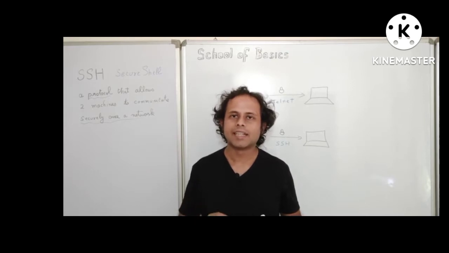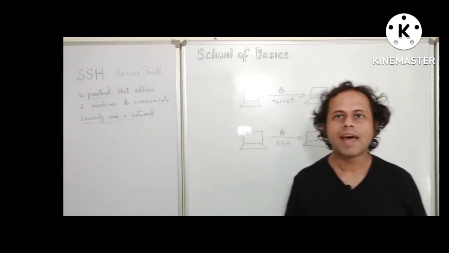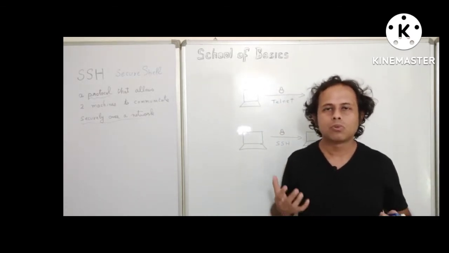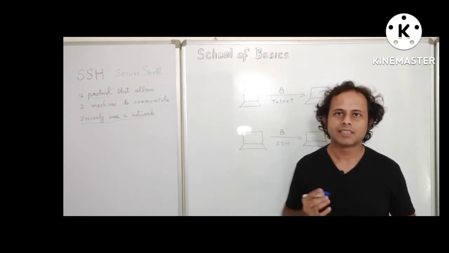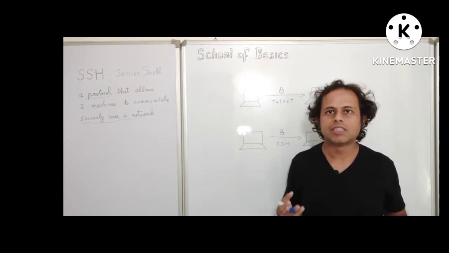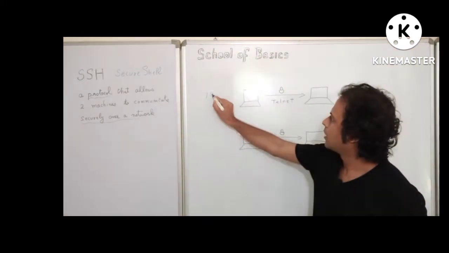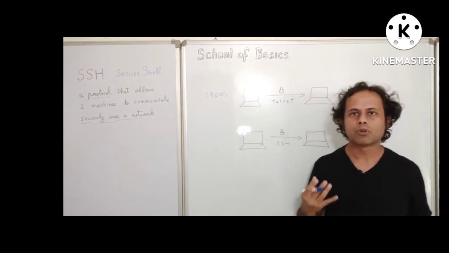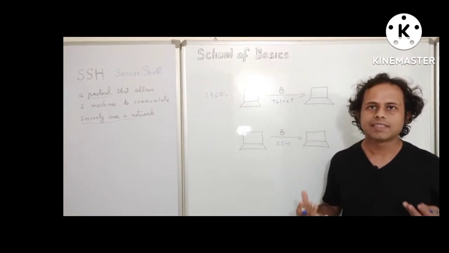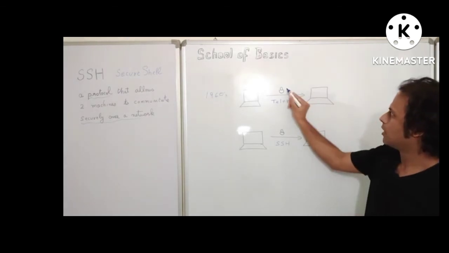Now, to understand exactly why we needed it, let us step back a little in history and understand how it all started. We had a need for two systems or two machines to talk to each other, and way back in the 1960s a technology was developed called Telnet. It was created in the 1960s, and this was again a protocol for two machines to access or communicate with each other, but this was not a secure way.